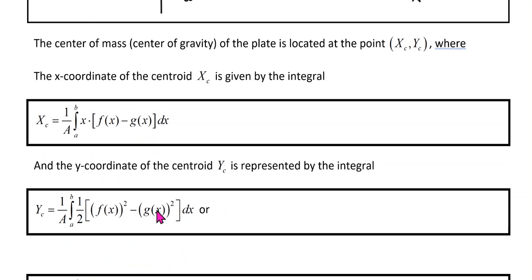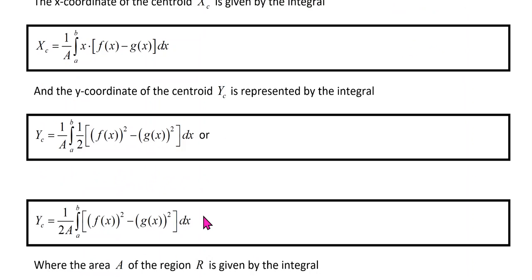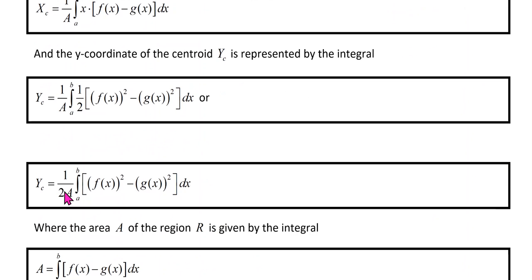And for y sub c, or y bar, we have 1 over A times the integral from a to b of a half times, then you square each function, and then you take the difference. So f of x squared minus g of x squared. That's what you're going to integrate. Okay, that's just a way to rewrite it if you bring a half outside.